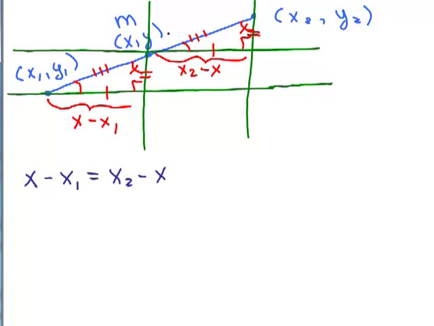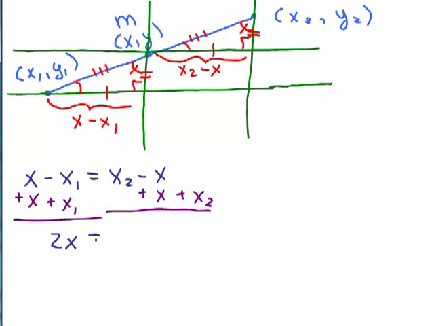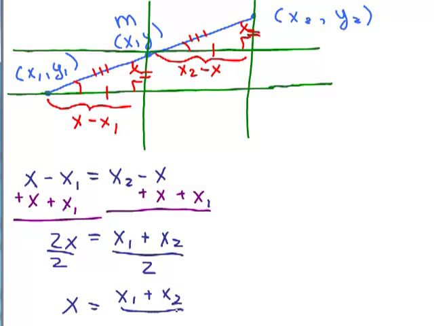And if we solve that by adding x to both sides and adding x1 to both sides, we'll get 2x equals, oops, I put x2, I meant to say add x1. These cancel, so you have x2 plus x1. I'm just going to write that as x1 plus x2, doesn't matter. And if I divide by 2, I get my value of x, which is x1 plus x2 over 2. And that was the x-coordinate of the midpoint up here.